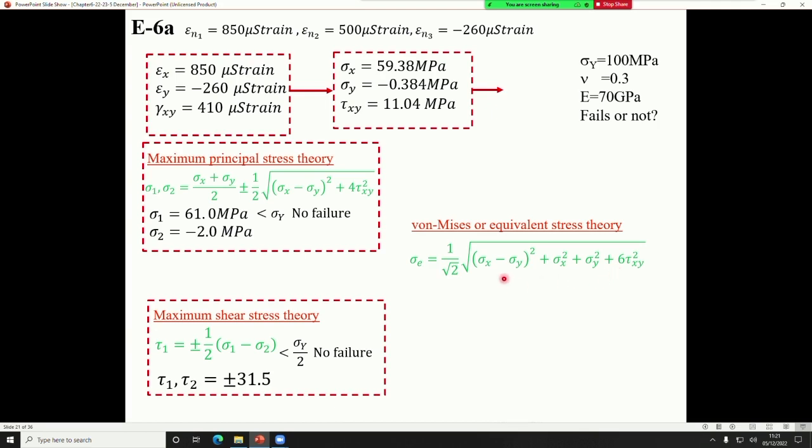I repeat, I can also write it in the equivalent 1, 2 coordinate system, and you end up with sigma 1 squared minus sigma 1 sigma 2 plus sigma 2 squared. The answer is the same. Does it fail? No. Very good. Doesn't fail. No failure.